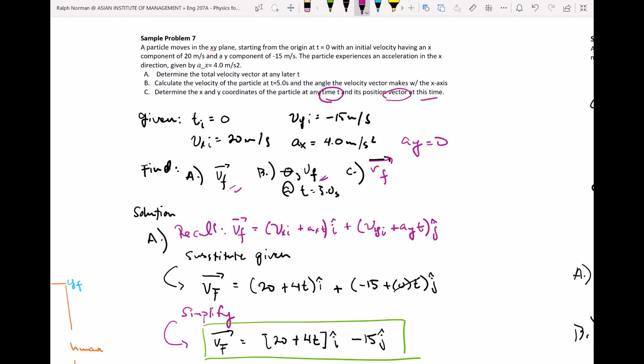Okay, if you recall our lecture, you know that we can already use the equation to solve for A, such that the total velocity vector is given by this expression: v sub xi plus a sub x t i, plus the sum of v sub yi and a sub y t, j. Again, i and j are the unit vectors indicating the x and y components.